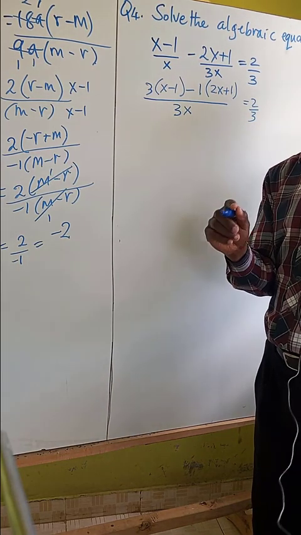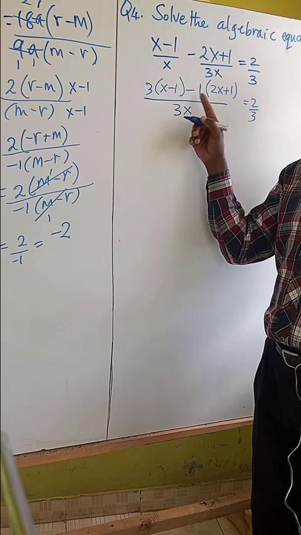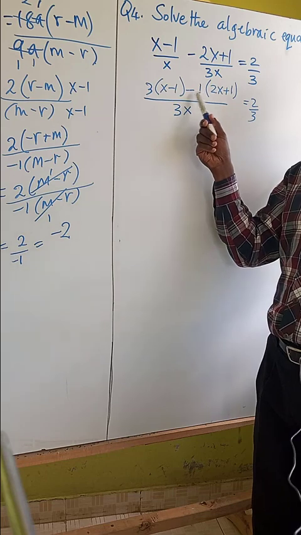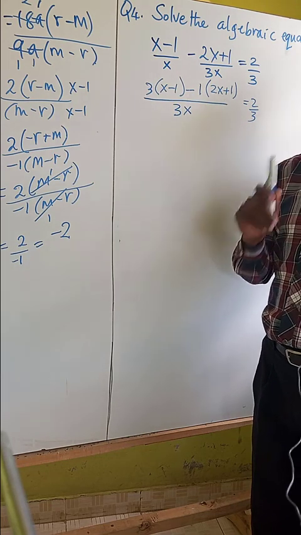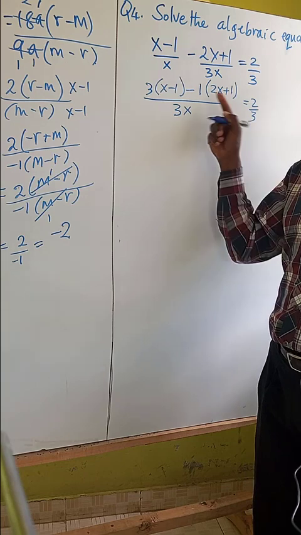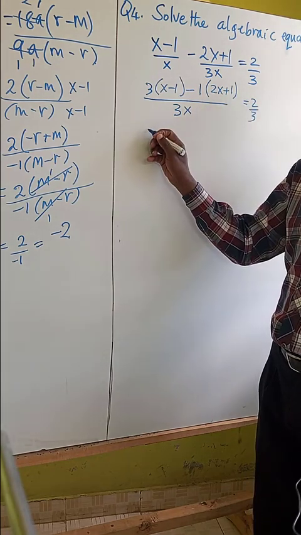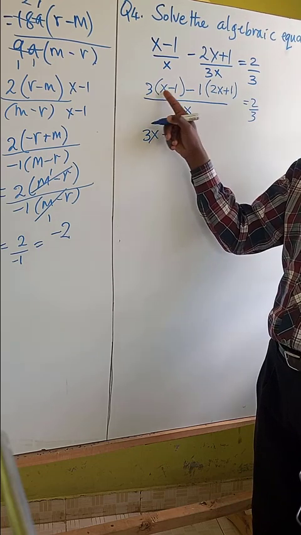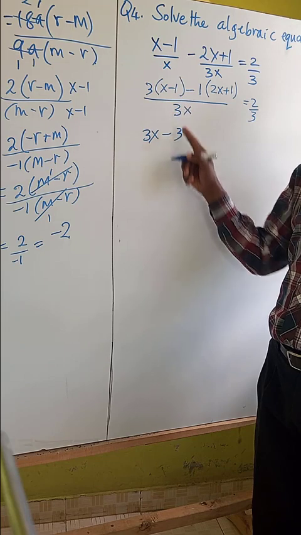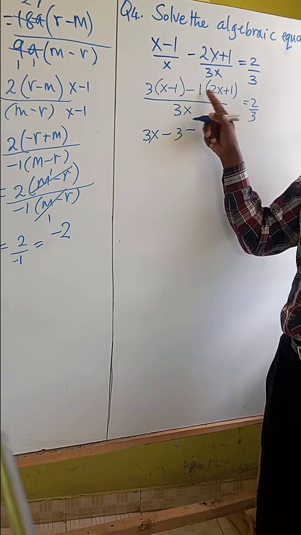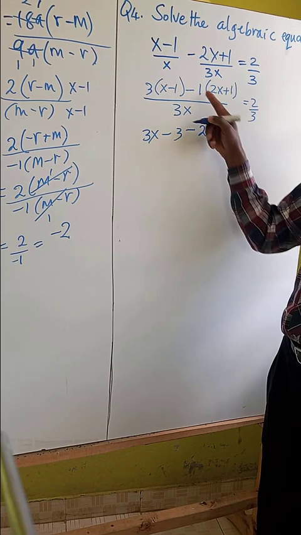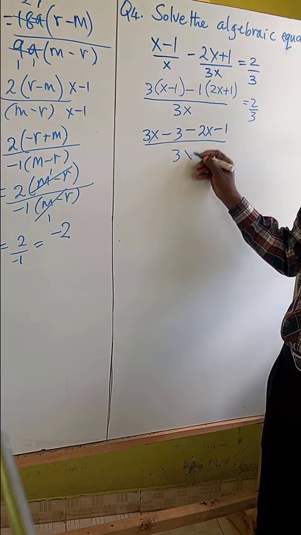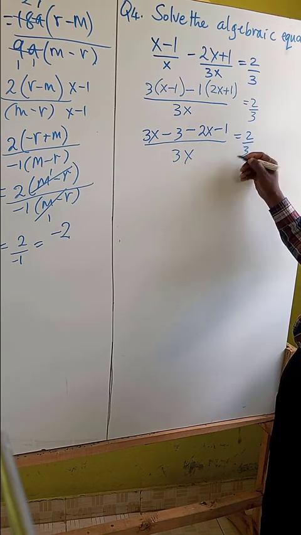Viewers, the most important part is this one. To know that this will now be a negative 1 being multiplied inside the bracket here. So it is important that we take that part very seriously. We open the brackets and then we get 3x minus 3, that is 3 times x is 3x, 3 by negative 1 is 3, subtract, negative 1 by 2 we get negative 2x, negative 1 multiplied by 1 we get negative 1, whole over 3x, and that one we still equate to 2 over 3.